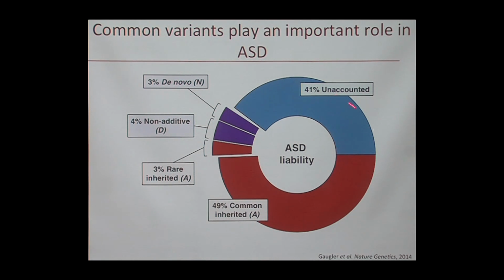This here is unaccounted. Now, that could be many, many things. It could be the de novo mutations we've not understood yet. It could be interactions between these different categories. It could be environmental factors. And while to date, we don't have any really good, reliable environmental factors, it seems almost certain there will be some of them there.